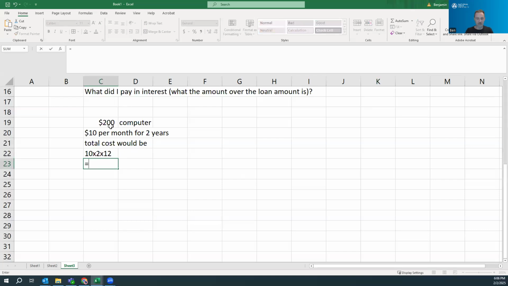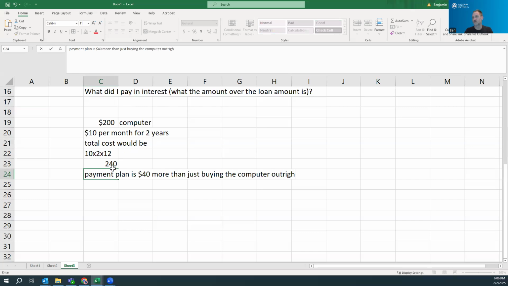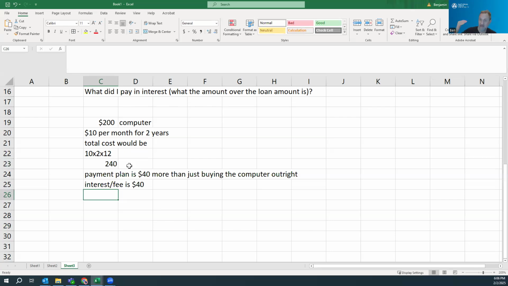Or let's let Excel do it. 10 times 2 times 12, or 10 times 24, because I'm paying $10 a month for 24 months. So it's $240. So if I do the payment plan, it is $40 more than just buying the computer outright. So in that sense, then the interest, the fee, is $40 for doing the payment plan, right? So it's that part on top.